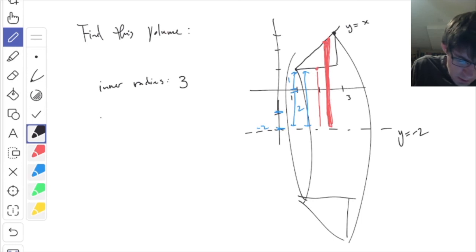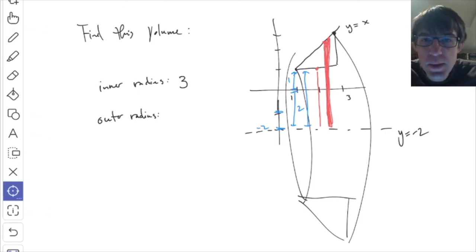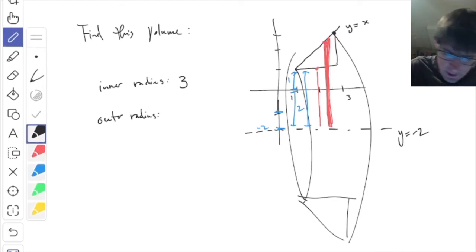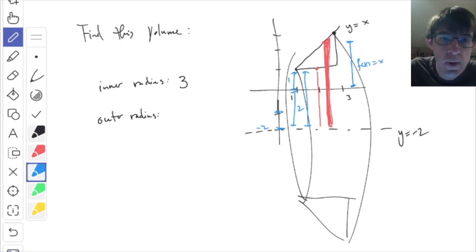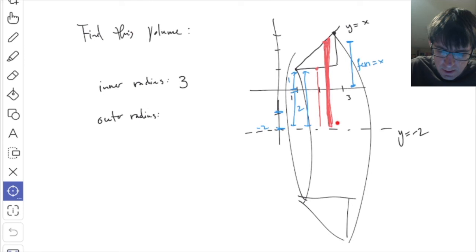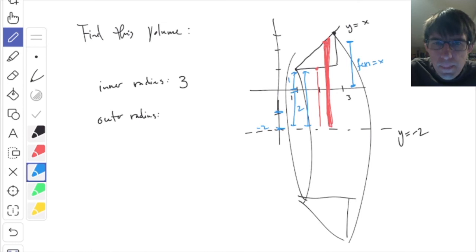Okay, the outer radius. This is a little trickier. I saw several people said x plus 3, but that's not quite right. The outer radius is the distance from here up to x. Now, x is the function value. Of course, the height of the function is always measured from the x-axis. So this height is f of x, which is x in this example. To get the outer radius, the outer radius is like the length of this long red line. What's it going to be? You need to add on that much.